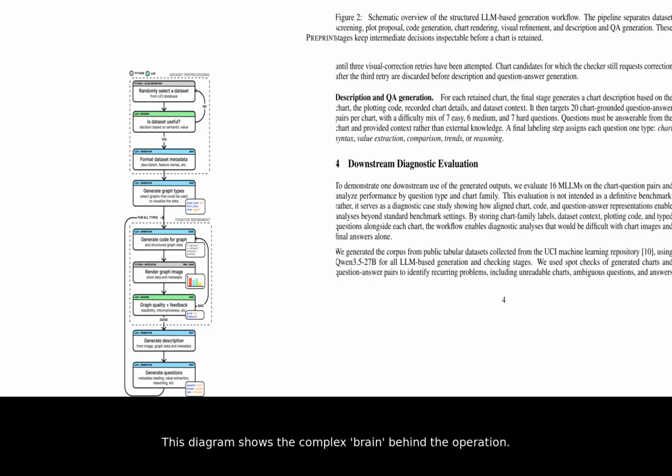This diagram shows the complex brain behind the operation. Instead of a one-shot guess, the system selects a dataset, proposes a plot, and then enters a refinement loop. If a chart has overlapping text or confusing colors, an AI checker flags the issue immediately. The system then rewrites the code and tries again until the chart is easy for a human to read. This feedback loop helps eliminate common mistakes like poor scaling or missing legends.